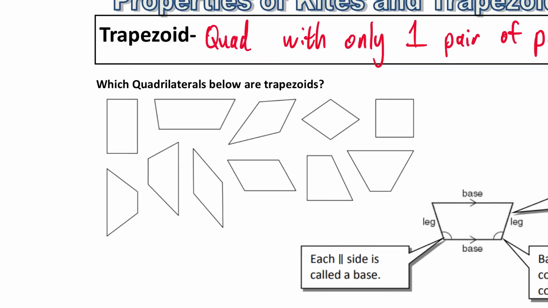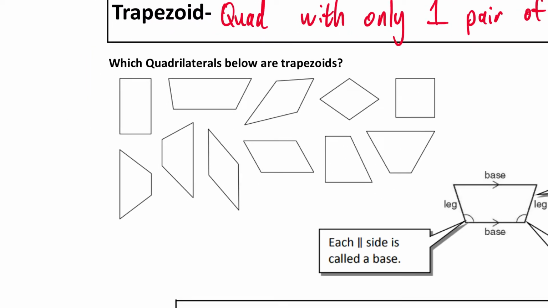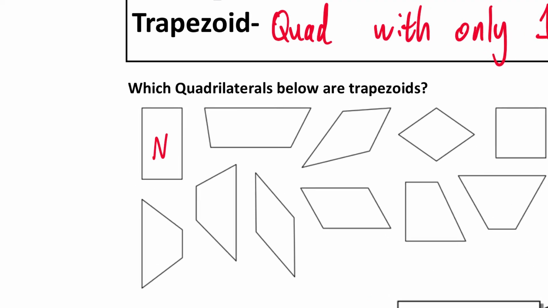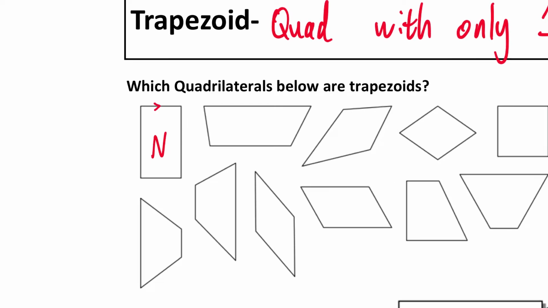Okay, so let's just think about these little pictures here real quick. Decide which one of these are trapezoids. Is this a trapezoid? No. Why not? Good, it has two pair of parallel sides. These two look like they're parallel, and these two look like they're parallel. And for it to be a trapezoid, it can only have one pair of parallel sides. So that's a no on that one.